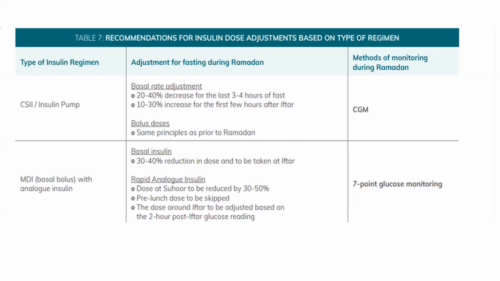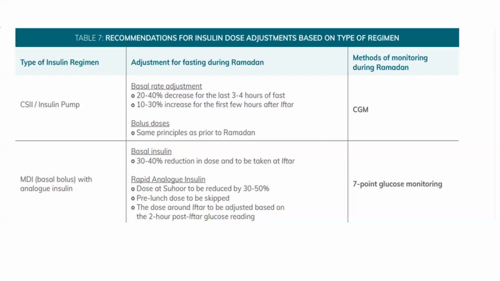What about rapid analog insulin? The dose at suhoor should be reduced by 30 to 50%. Pre-lunch dose, of course, will be skipped because there will be no lunch. The patient will be fasting during the day. The dose around iftar to be adjusted based on the 2-hour post-iftar glucose reading. So, initially he'll take his standard dose which he takes with his dinner, which will be the same with the iftar. But if the 2-hour post-prandial reading is high, he or she will definitely need to increase their dose pre-iftar.